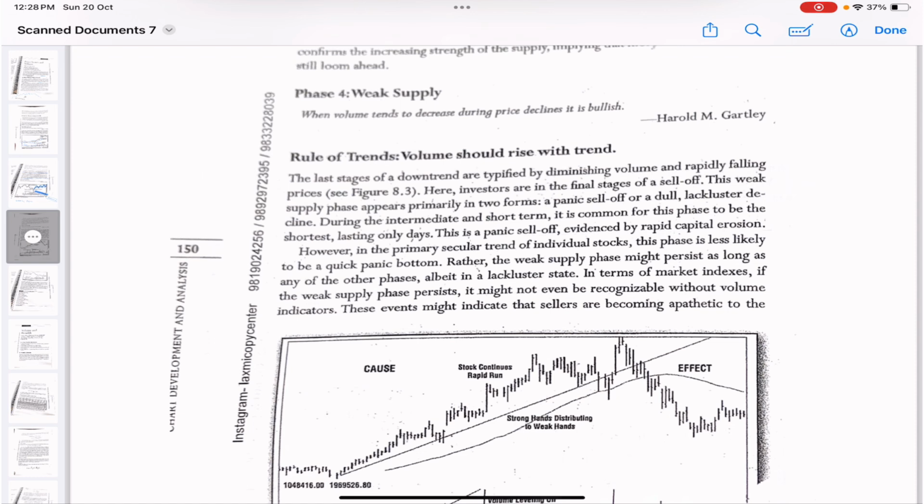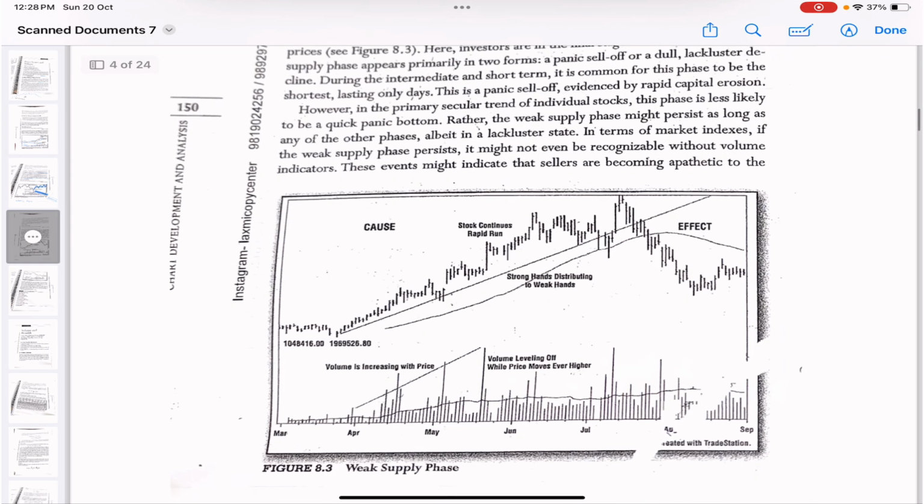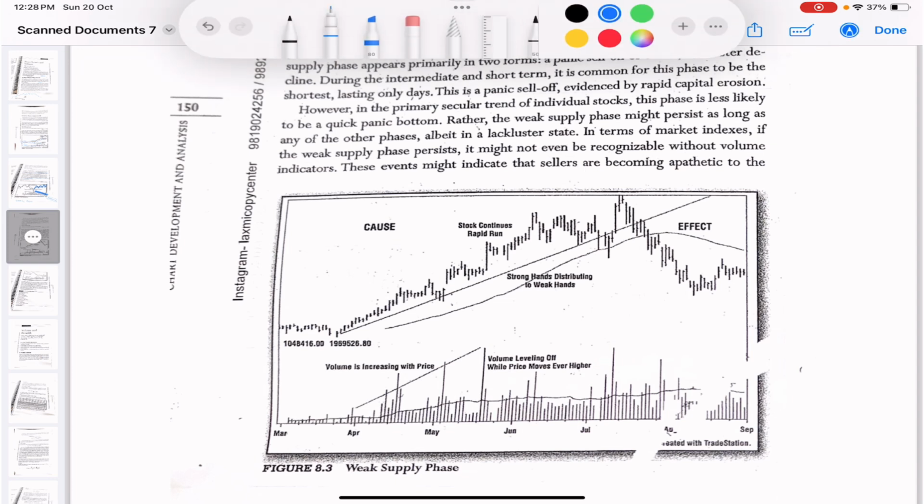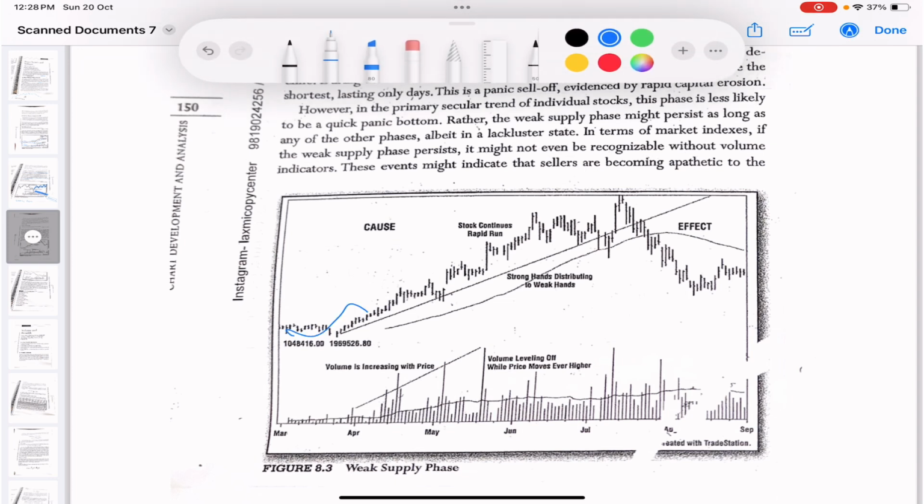Again, it's the same thing. The price is going down, but now the volume is not supporting the downtrend. Look at this. The price is going up first, the volume is increasing with the price, and prices are going even up, but now the volumes are stable and it is not supporting, and now the downtrend has started and the volume is going up.